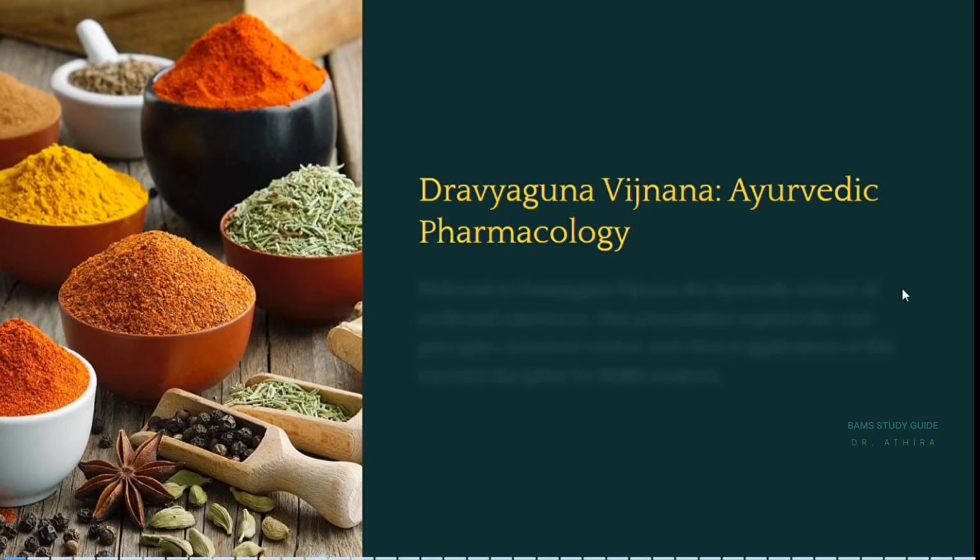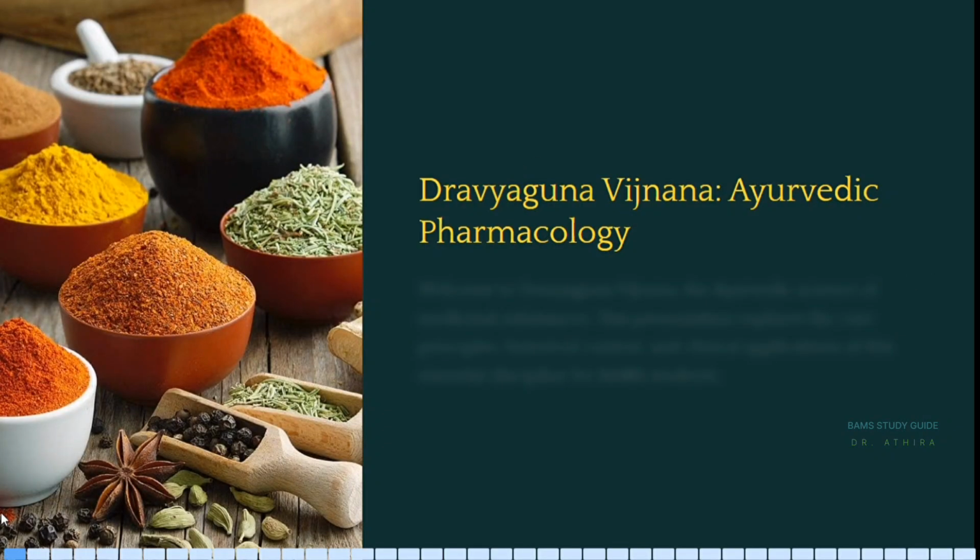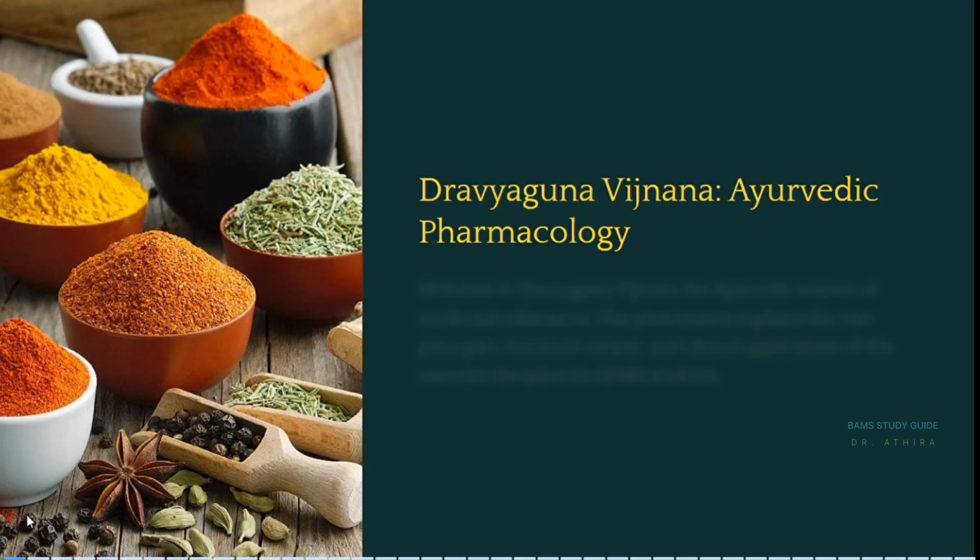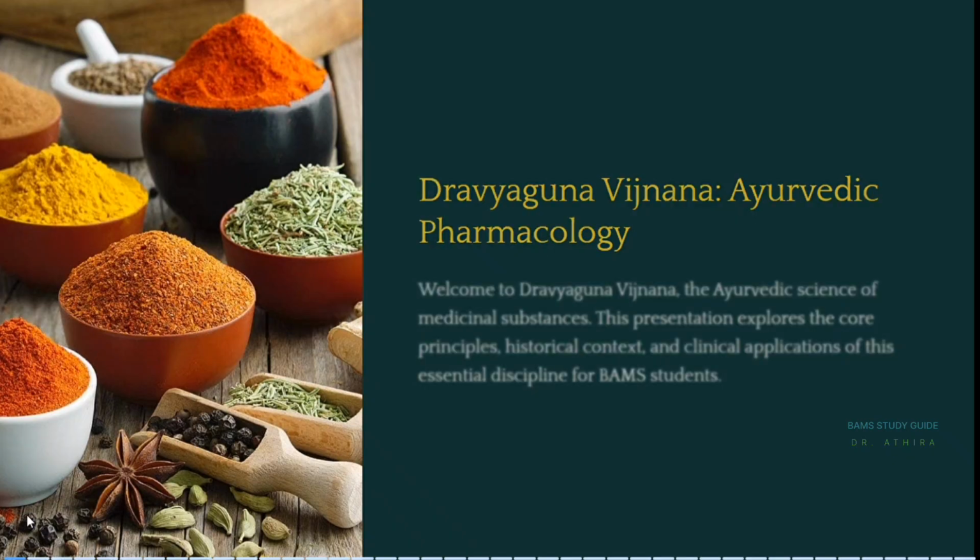Today we will discuss the subject Dravyaguna Vijnana. If you ask what is Dravyaguna Vijnana, it is an Ayurvedic science that studies medicinal substances and their effects on the human body. So in this subject, we don't just learn about herbs. We understand their properties, actions and how they are used in treatment. This forms a strong foundation for every BAMS student to connect classical knowledge with clinical practice. Therefore, not just herbs, this is where medicine begins in Ayurveda.